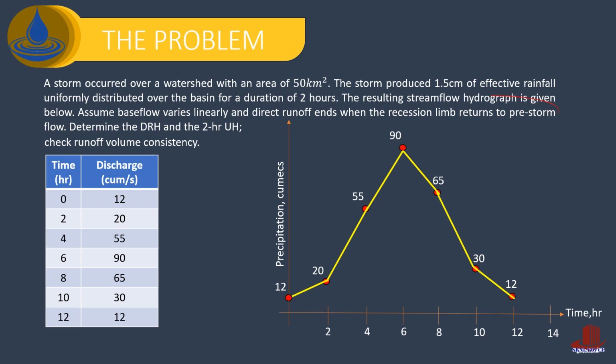Getting back to the problem, it states that baseflow is assumed linear, where the direct runoff ends when the recession limb returns to pre-storm flow. This implies the flow before the storm, which is at T0, with discharge of 12, which means the end of direct runoff is also at 12, which is at T12, showing that the base flow is constant throughout the curve.